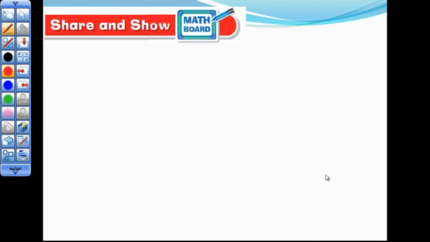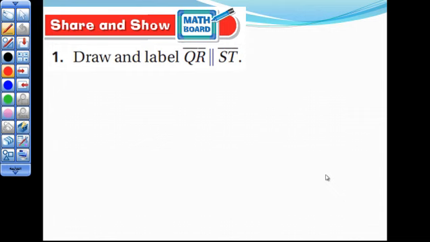Share and show. Here, we should solve some questions about the lesson you have learned. Now, draw a line segment QR parallel to line segment ST. As we have learned before, you should draw a line segment QR. I should state a point in any space and another point, which is R, in another space, then join them, match them like this.